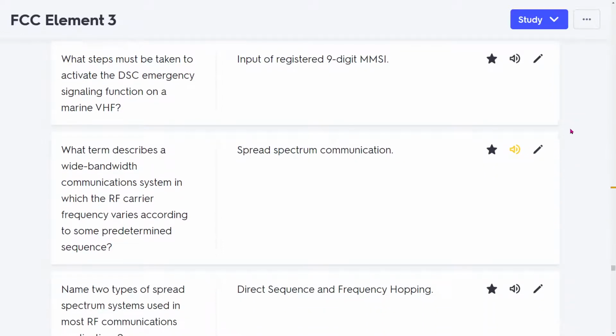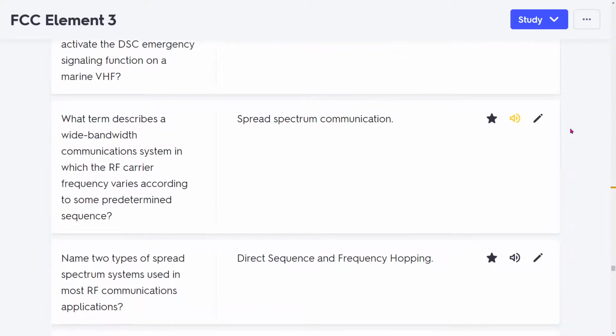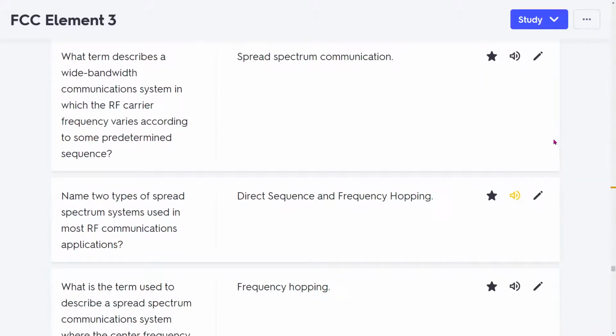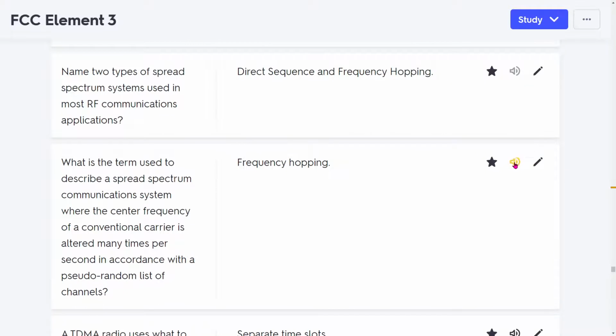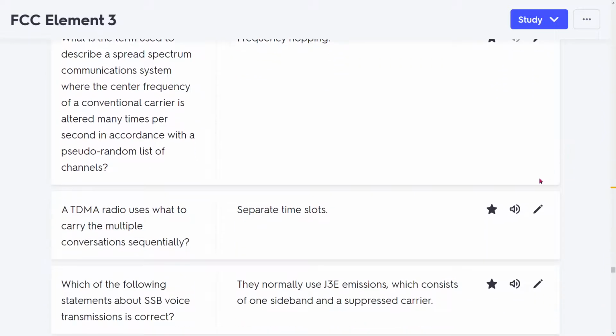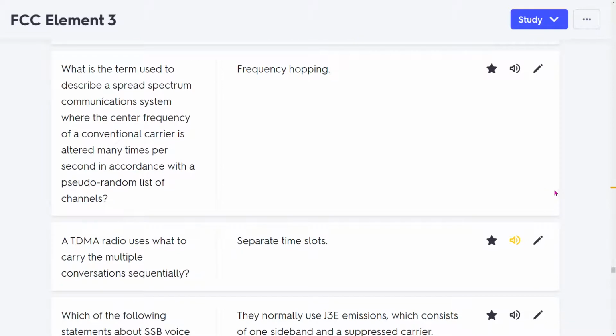What term describes a wide bandwidth communications system in which the RF carrier frequency varies according to some predetermined sequence? Spread spectrum communication. Name 2 types of spread spectrum systems used in most RF communications applications: direct sequence and frequency hopping. What is the term used to describe a spread spectrum communications system where the center frequency of a conventional carrier is altered many times per second in accordance with a pseudo-random list of channels? Frequency hopping. A TDMA radio uses what to carry the multiple conversations sequentially? Separate time slots.